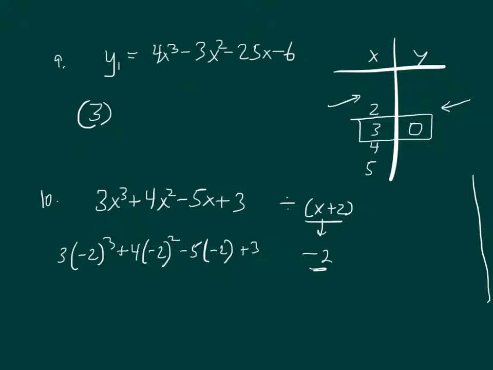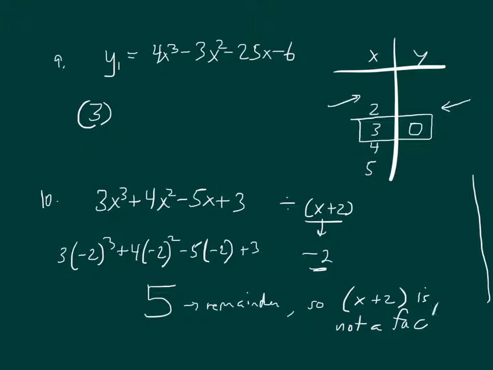But we want you to write that. In this case, I'm going to end up getting 5 here. And that means that's the remainder. All right? And if there's a remainder, it means that x plus 2 is not a factor. Remainder, so x plus 2 is not a factor.